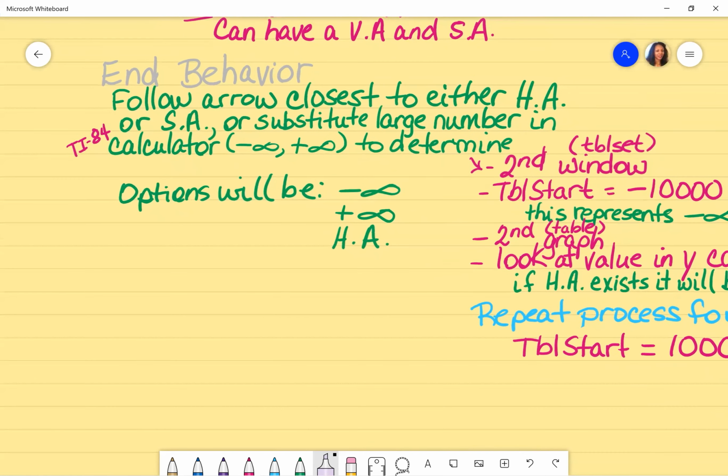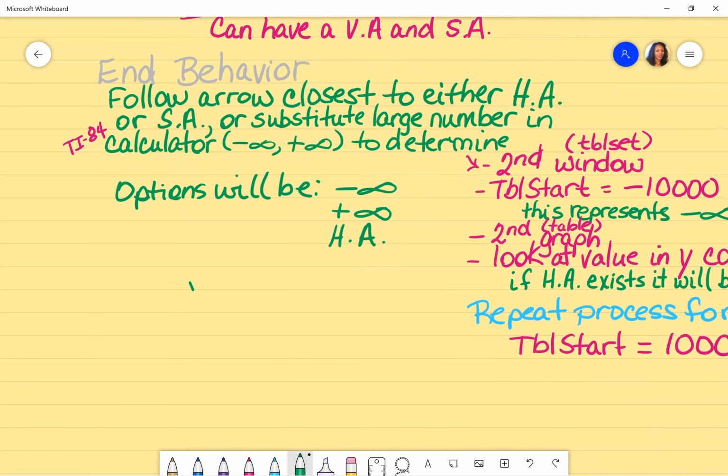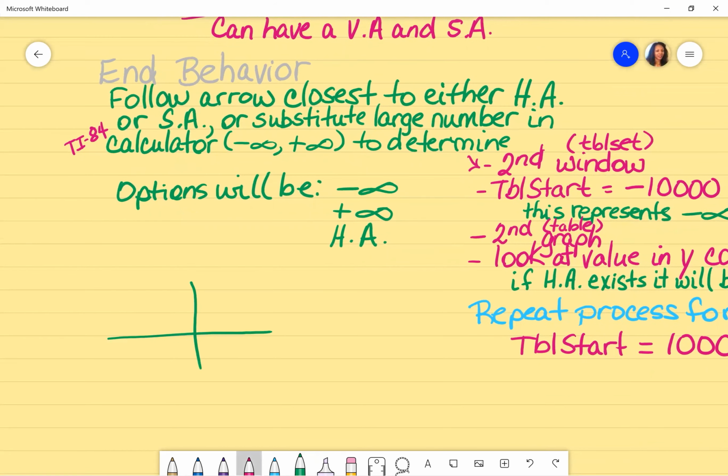When I'm looking at my graph, let's just say, for instance, I have a horizontal asymptote up here and maybe a vertical one this way. I'm just making something up. It's not necessarily accurate. If my graph is going this way and this way, what I'm looking at is the arrow that's closest to the horizontal. Make sure it's horizontal, the one with the H, asymptote.